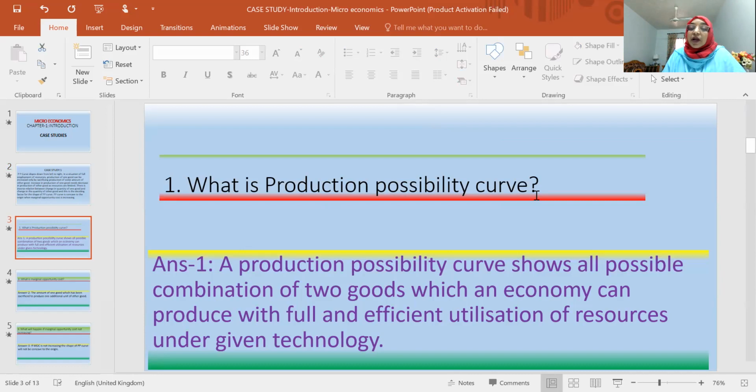Your answer will be: a production possibility curve shows all possible combinations of two goods which an economy can produce with full and efficient utilization of resources under given technology. It means the technology should remain constant and resources should be fully and efficiently utilized. There should not be unemployment or unutilized resources. That is a must. So this is the definition of PP curve.